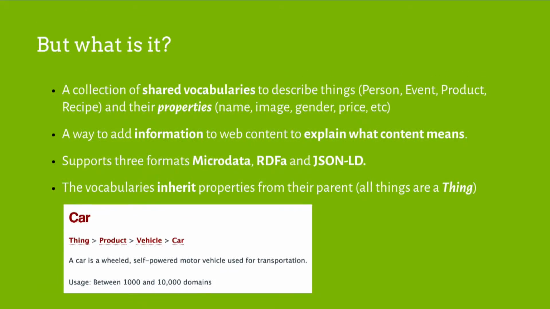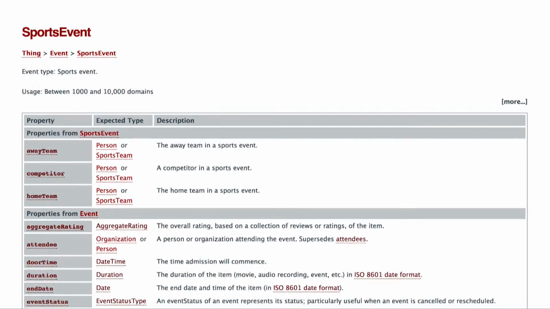For example, if you want to describe a type of car, well, a car is a vehicle, a vehicle is a product, and a product is a thing. And you inherit all the properties. To give you an example, a sports event is a thing that you can describe. It inherits stuff from the parent event, like door time, start date, end date. But a sports event also has specific properties for an away team or a home team or competitors.